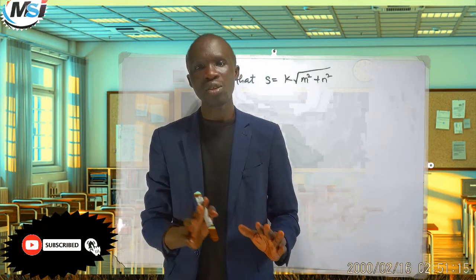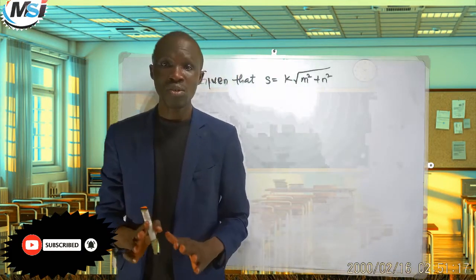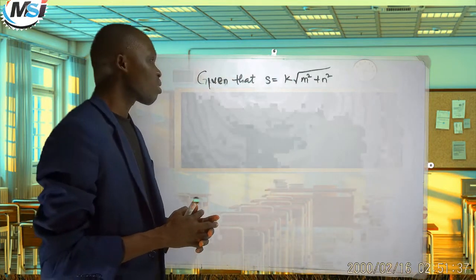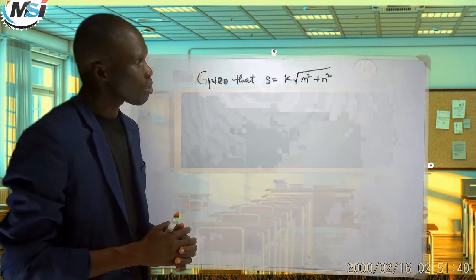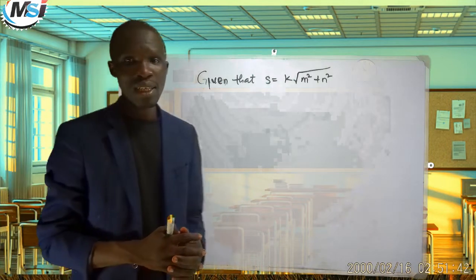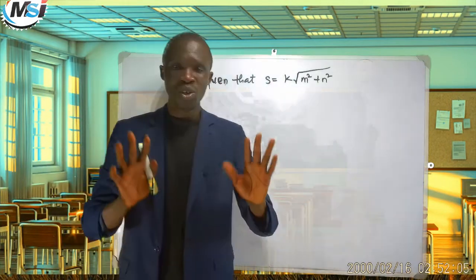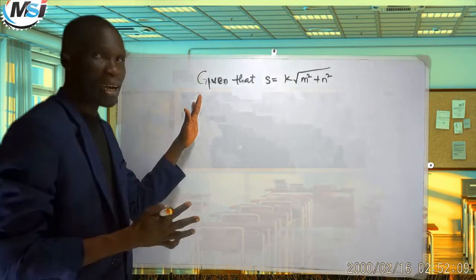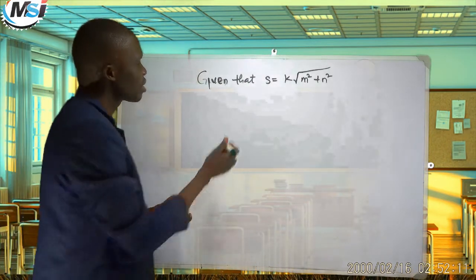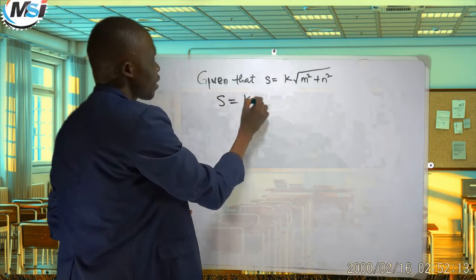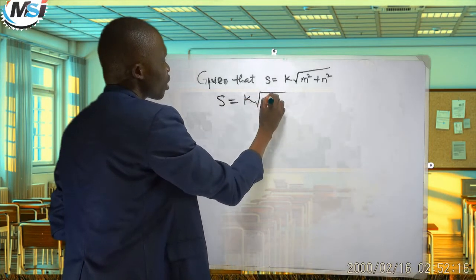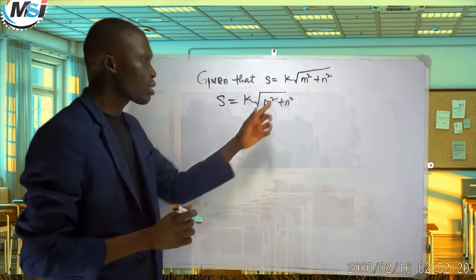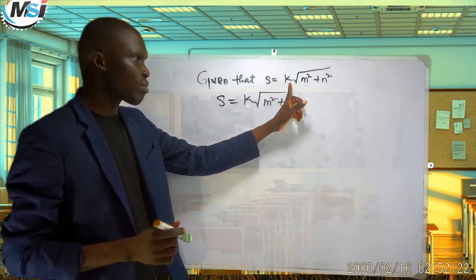Now today I will solve more questions on change of subject of the formula, and the question is: given that x equals k square root of m squared plus n squared, make m the subject of the relation. So let's solve this together. From what we have on the board, we have x to be k square root of m squared plus n squared. Now from here we are looking for m as the subject of the formula.